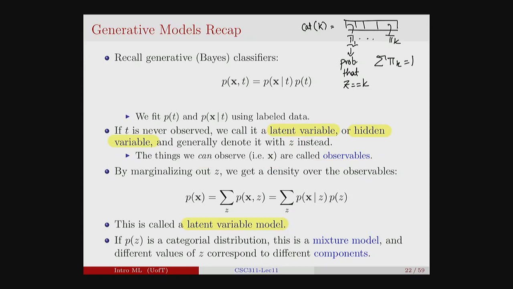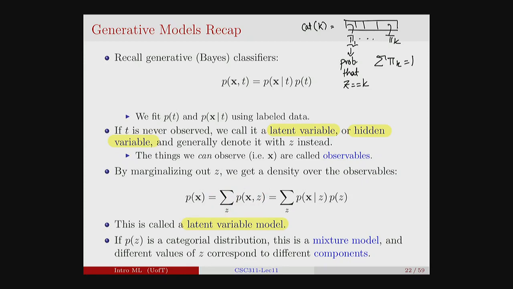So if we have a scenario where we have a latent variable, we can ask what is the probability density function that controls how the observed data actually behave. To obtain P of x, we can take the joint distribution and marginalize out the hidden variable, or the latent variable.